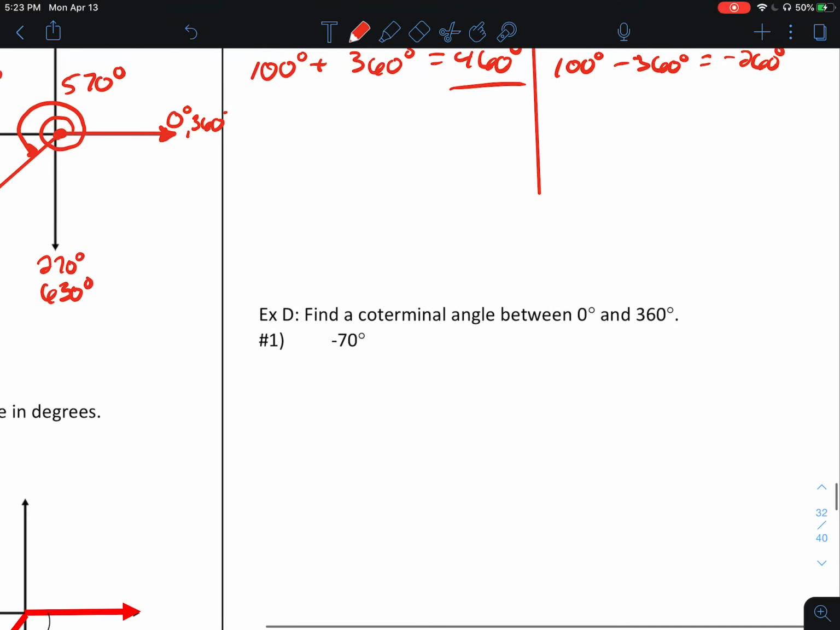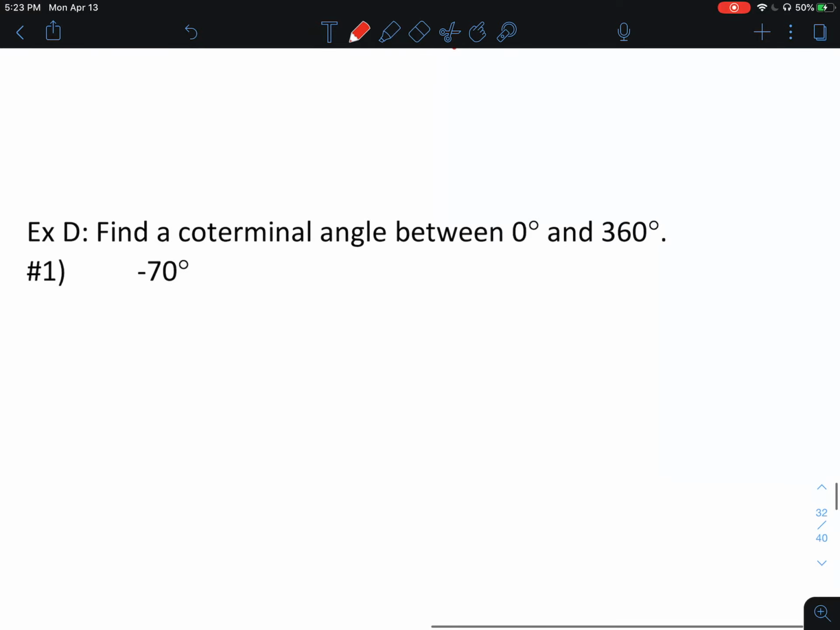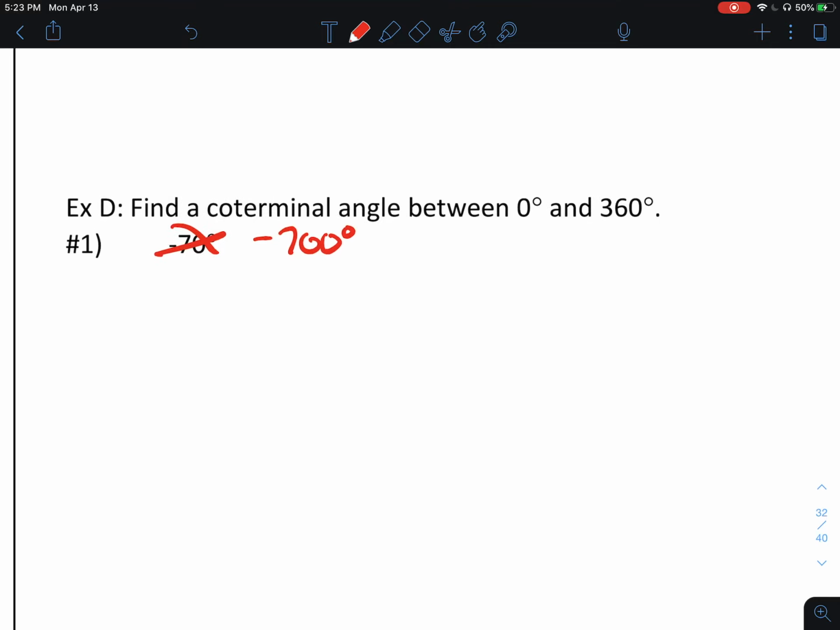D. This is a terrible example. Find a coterminal angle between 0 and 360 degrees. Let's change this problem to negative 700 degrees. Negative 70 is just too easy to do, and it gives a false impression of what these questions are asking.